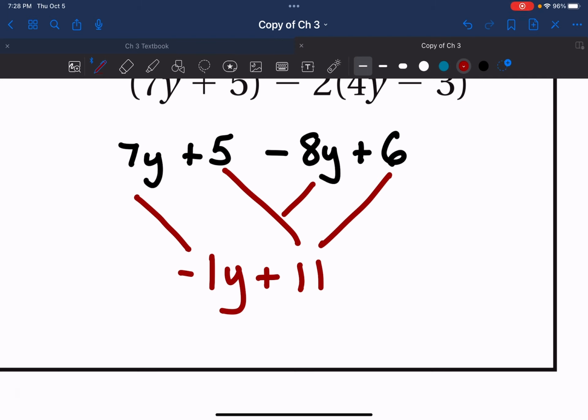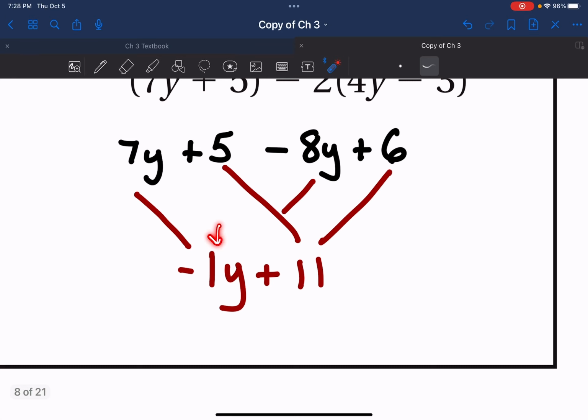However, I want to make it look a little bit more mature, like a mathematician. And mathematicians wouldn't necessarily write that 1 right there. So I'm going to rewrite it real quick. That's the same thing as negative y plus 11.